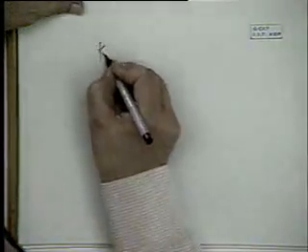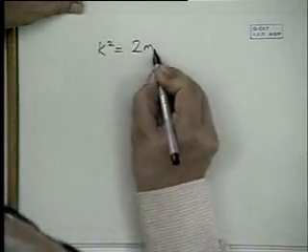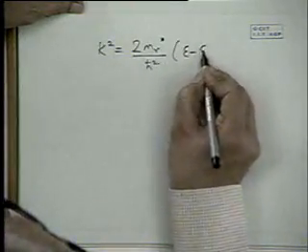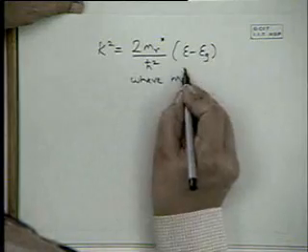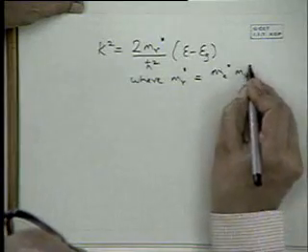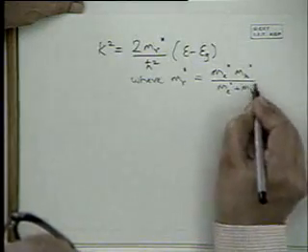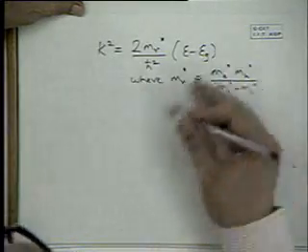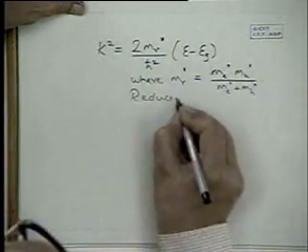From this we find that k squared is equal to twice mr over h squared times E minus Eg, where mr star is the reduced effective mass, me star mh star over me star plus mh star. This is important when we are talking about the joint density of states. So this is a reduced mass.